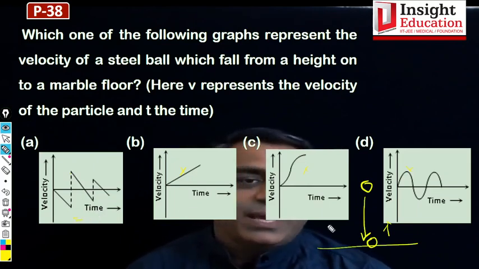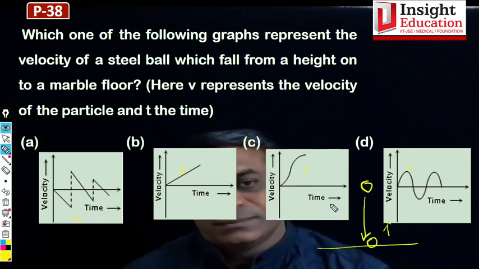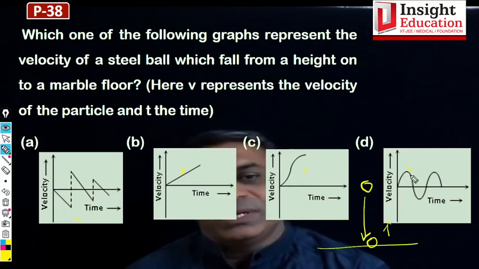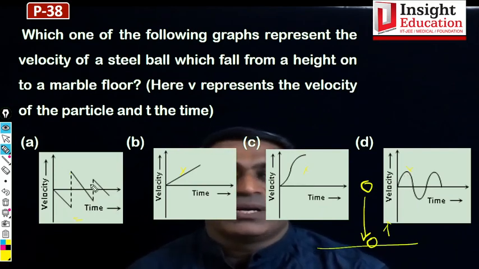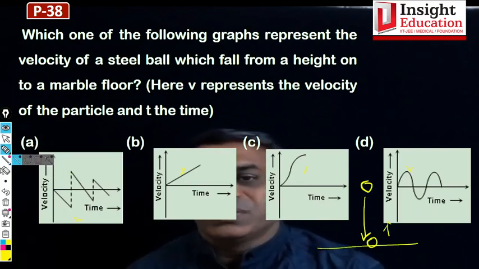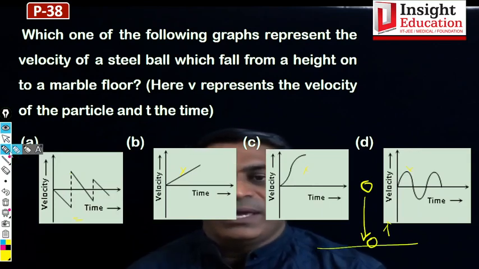So the correct answer is, initially the velocity is increasing at a constant rate. Here it is not a constant rate. So again, this graph is also not. The answer is A.